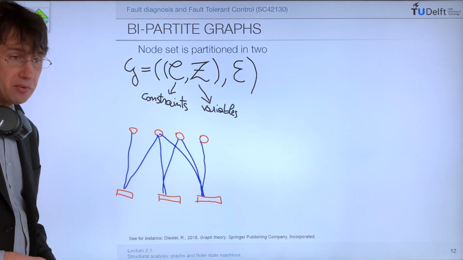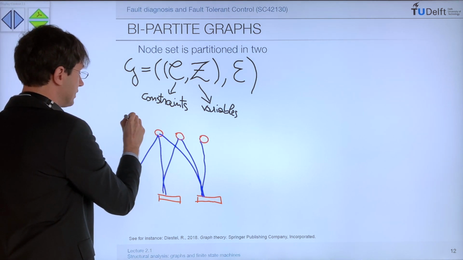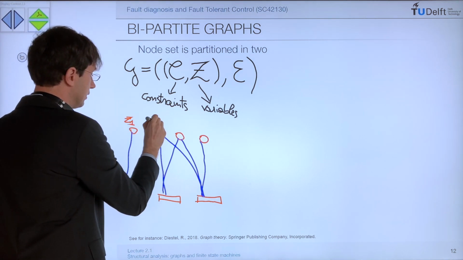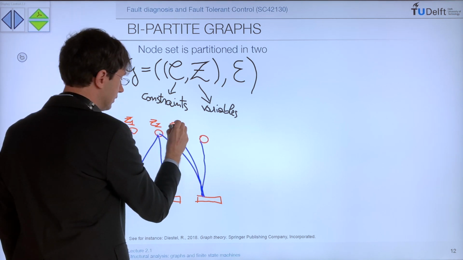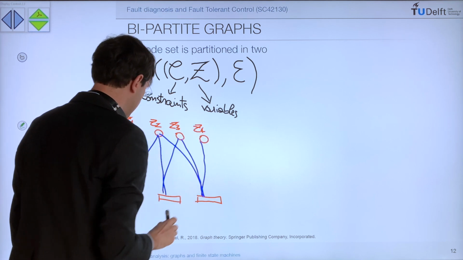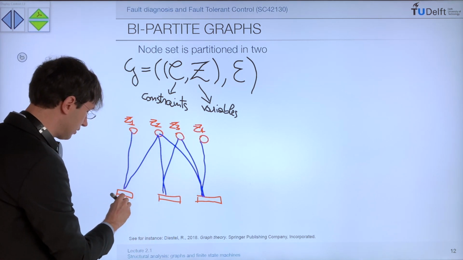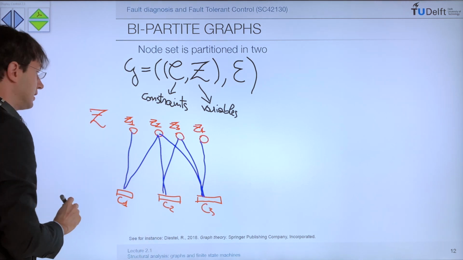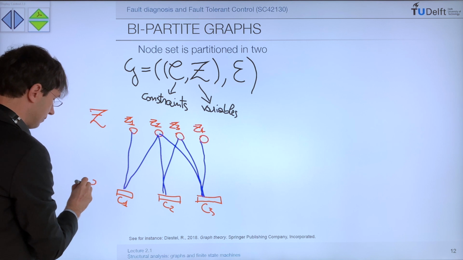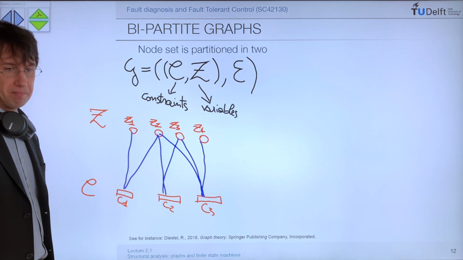The nodes on the top, we said, are variables. We call them Z1, Z2, Z3, and Z4. And these are the constraints. We call them C1 and so on. So that's the set Z and the set C. So what is going to represent this graph now?